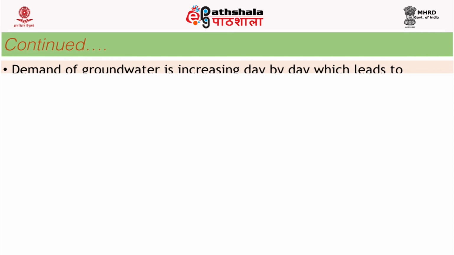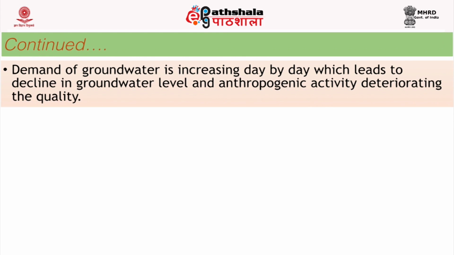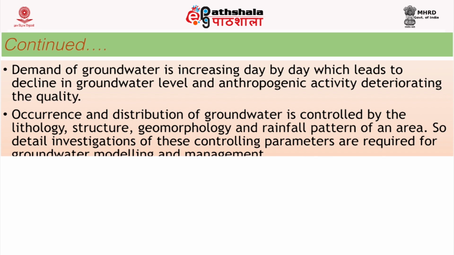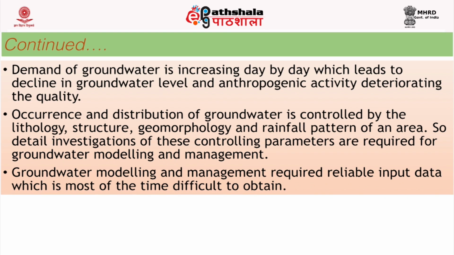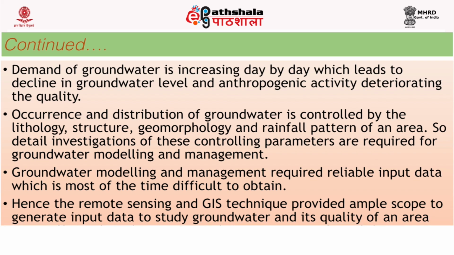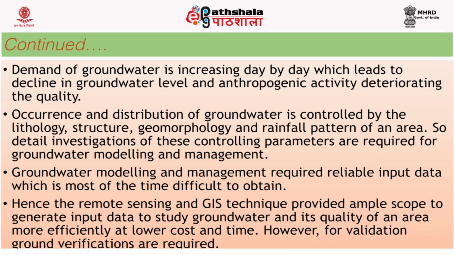The demand for groundwater is increasing day by day, which leads to a decline in groundwater level, and anthropogenic activity is deteriorating the quality. The occurrence and the distribution of groundwater is controlled by lithology, structure, geomorphology and rainfall pattern of an area. So detailed investigation of these controlling parameters is required for groundwater modeling and management. Groundwater modeling and management require reliable input data, which is most of the time difficult to obtain.